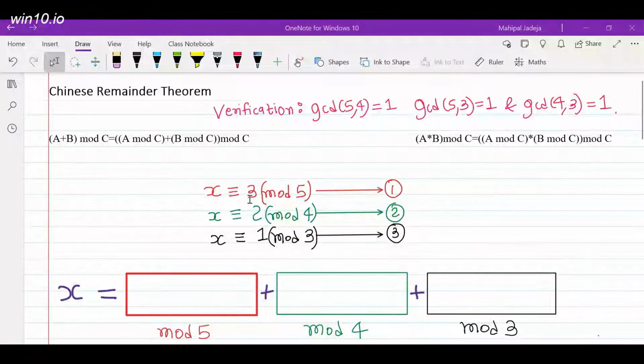Hello friends, in this video we will see how we can apply Chinese remainder theorem. So let's say these three equations are given to us. X is congruent to 3 mod 5, X is congruent to 2 mod 4 and X is congruent to 1 mod 3, and we want to apply this particular method.